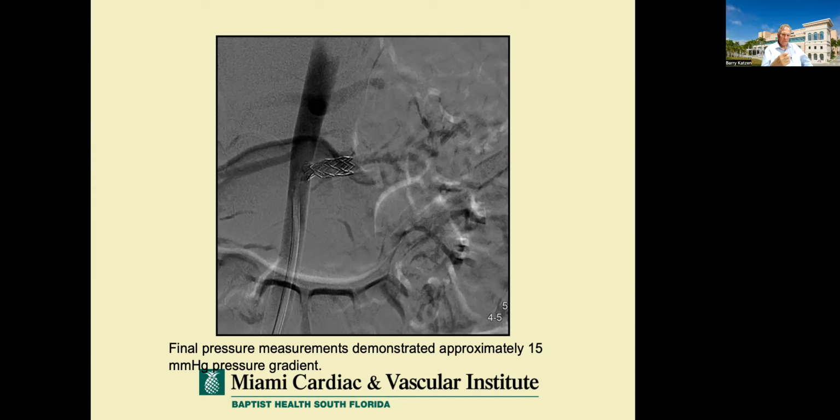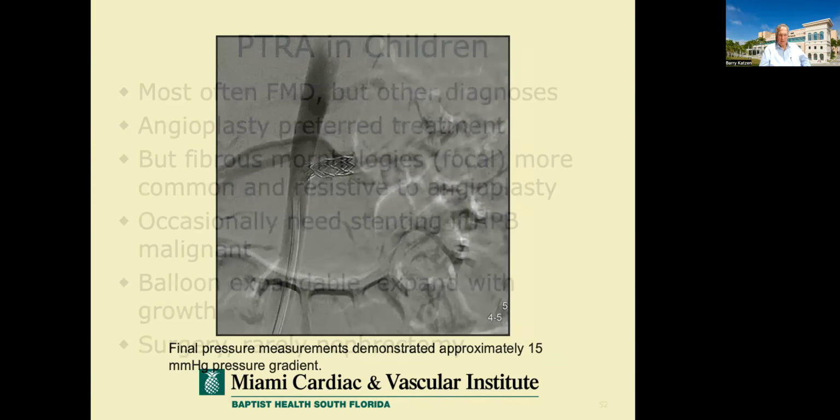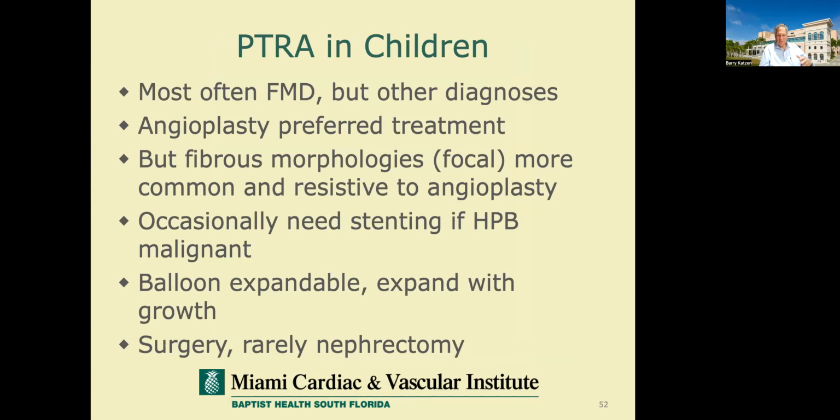As they grow older, this stent may need to be increased, oversized, or dilated further, but that's something we can deal with subsequently. But it reduced the risk of stroke and other complications to a child who was growing up. As I mentioned, these fibrous morphologies are more common, and they tend to be resistant to angioplasty, and so occasional stenting is necessary. And unfortunately, surgery in these children frequently involves taking the kidney out, which we of course want to avoid.